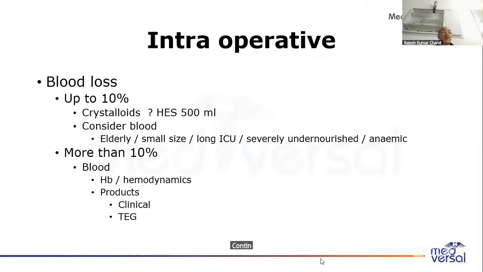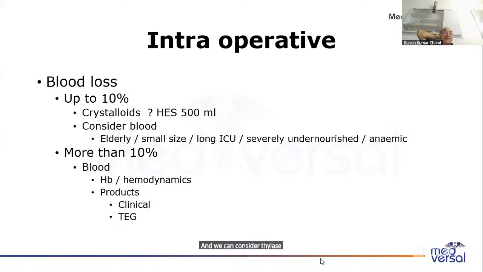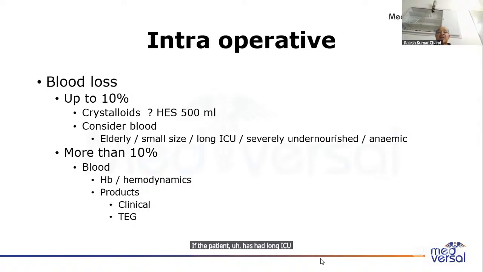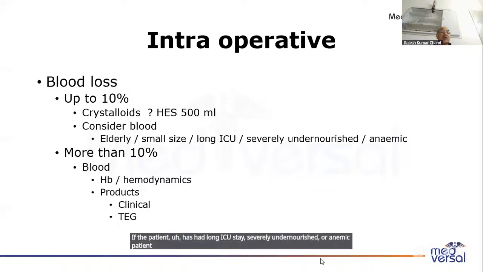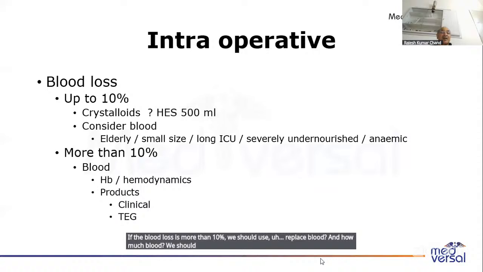Continuing with intraoperative blood loss, up to 10% blood loss, crystalloids are good enough, and we can consider hydroxyethyl starch 500 ml. But even with this 10%, we should consider blood if the patient is elderly or small size, has had a long ICU stay, or is severely undernourished or anemic. If the blood loss is more than 10%, we should replace blood, and how much blood will be guided by the hemoglobin and the patient's hemodynamics.